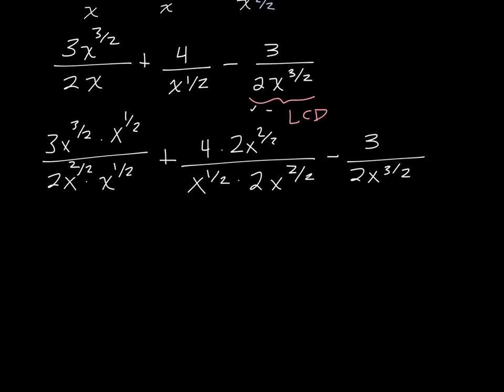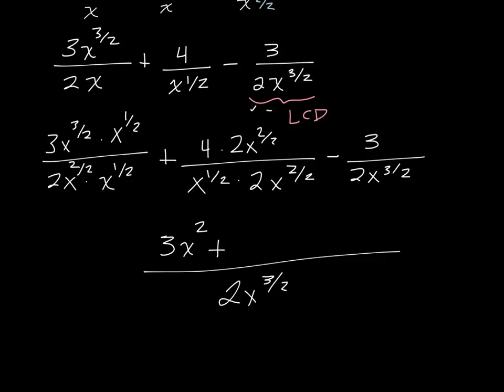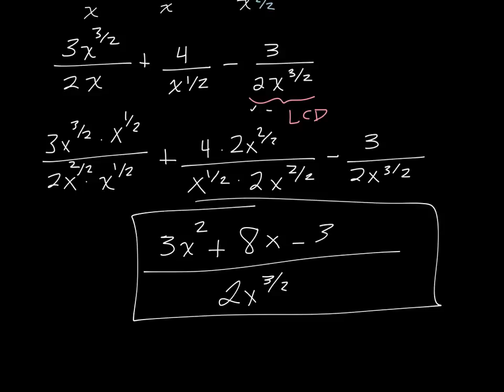So now that all of these have the same denominator, I will just write this as one fraction. And then I just look at the top and say, well, that'll be 3x to the 4 over 2, which will be 3x squared, plus 4 times 2 is 8. 2 over 2, of course, is 1, so that'll be 8x minus 3, and that's the final answer.